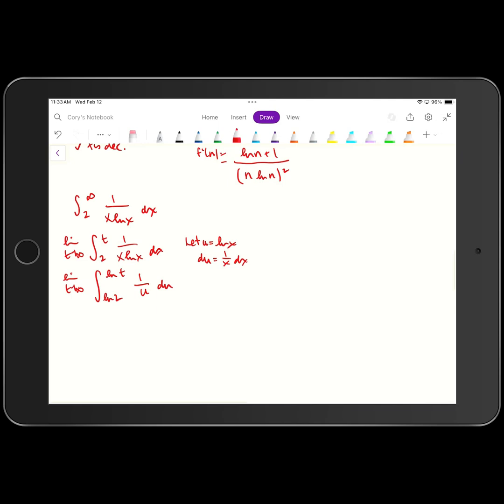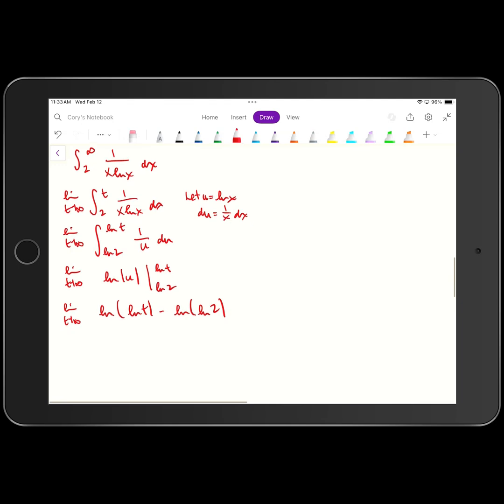And then I can evaluate that integral by taking the antiderivative. So that's the natural log of the absolute value of u, which we're going to evaluate at the natural log of t and the natural log of 2. So this becomes the limit as t goes to infinity of the natural log of t. I don't need the natural log of t inside of absolute value bars because as t gets big, the natural log of t is going to be a positive quantity, minus the natural log of the natural log of 2. Okay, and the natural log of 2 is also a positive quantity.